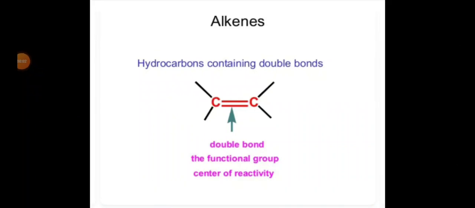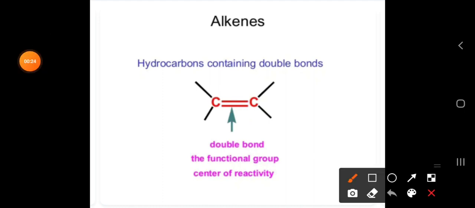Hello students, let us start a new topic, that is alkenes. In the previous class we have seen the alkanes. Generally, alkanes contain only sigma bonds, which is why they are known as saturated compounds, and they are also called paraffins. The general formula of alkanes is CnH2n plus 2. Today we are going to discuss alkenes.